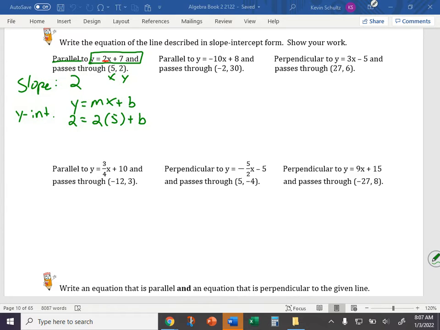To solve this, we're first multiplying 2 and 5. 2 times 5 is 10. We move that over to the other side using opposite operations.